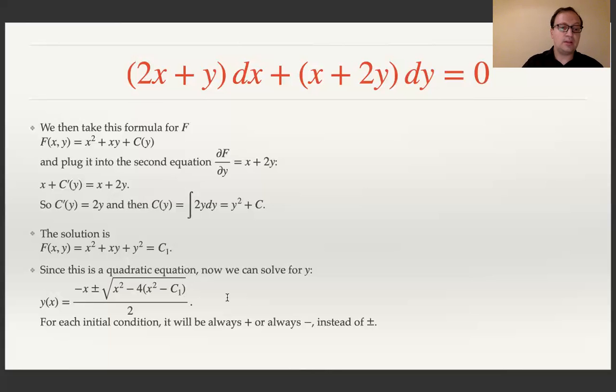I want to say that even though in this formula we have plus or minus, actually for each individual solution, it will be always plus or always minus, because otherwise we would have a jump discontinuity for y(x), which must be continuous. So each individual solution is either -x plus the square root or -x minus the square root.